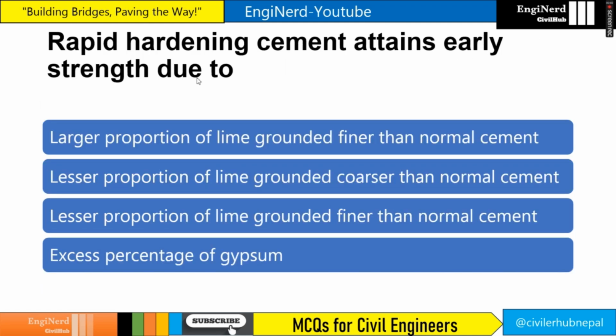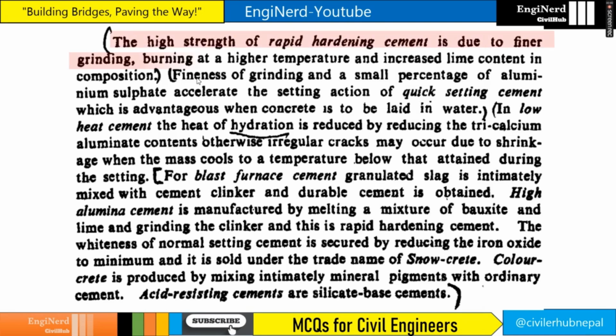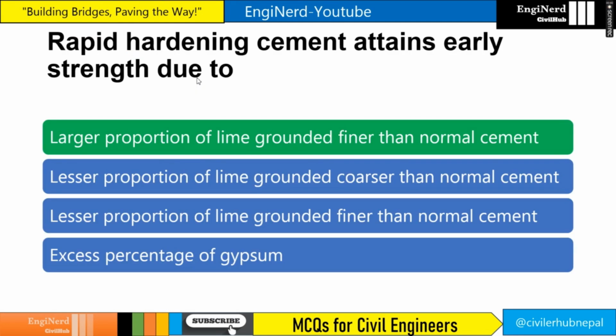A rapid hardening cement attains early strength due to what? You can see here the high strength of rapid hardening cement is due to finer grinding, burning at a higher temperature, and increased lime content in its composition. So our answer will be larger proportion of lime ground finer than normal cement.